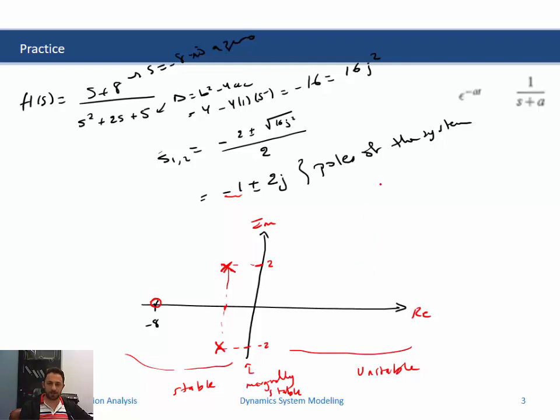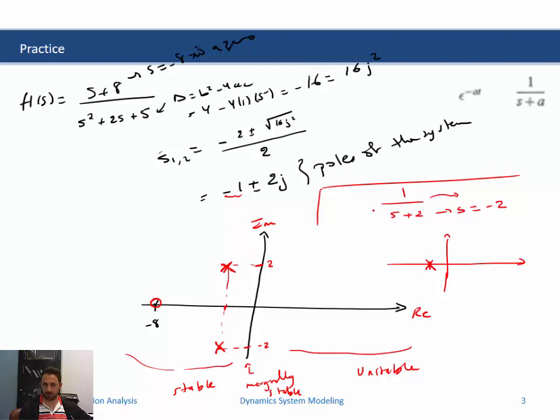Let me take a simple example. If I have 1 over s plus 2, there are no zeros for the system. There is only one pole, which is s equal to minus 2. If I want to plot it, it is at this location. This is a pole. Now let's convert this back to the time domain.